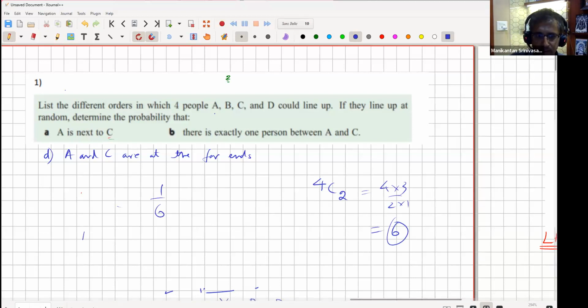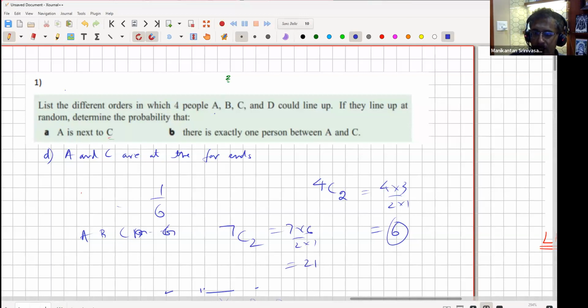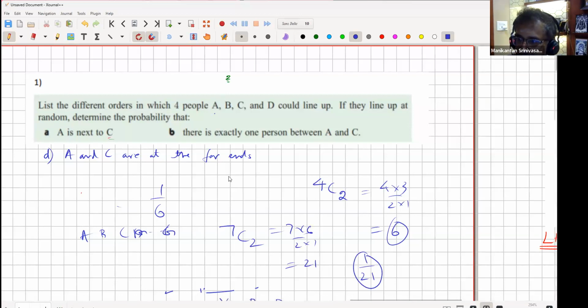If you extend this to A, B, C, D, E, F, G, it'll be the same thing. There are 7 people, of which I'll have to select 2 special people. So that's 7 into 6 by 2 into 1, which is 21. A and C happen to be one of those 21 possible ways in which I can choose a pair. So it's 1/21. Does it make sense? Okay.